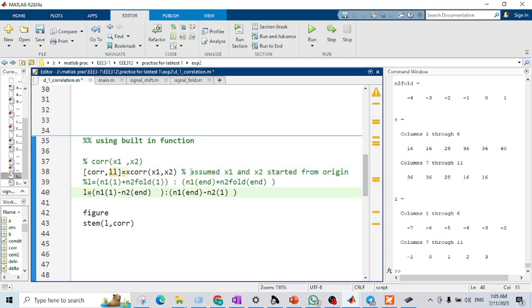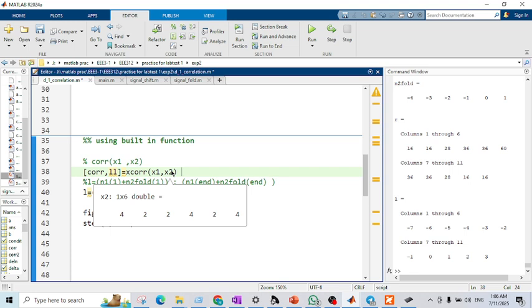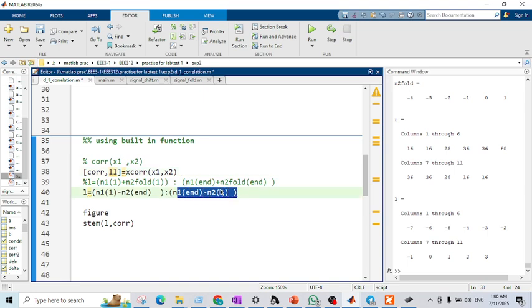Why? Because xcorr assumes that x1 and x2 started from the origin. Actually, it's not quite true. Actually x1 and x2 are just the values. You see x2 is the values and x1 is the values. This doesn't give you any information about time, and thus cannot give you any information about L. So to get the information about L, you can use this formula.